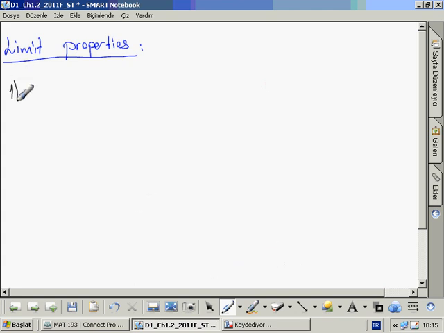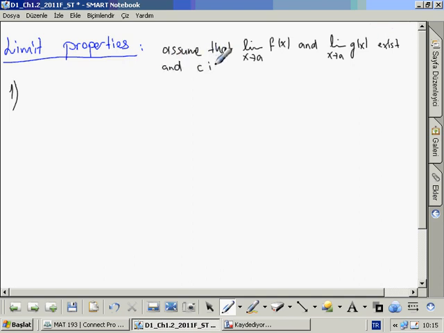So the first one, let me write the first. We will assume that limit x equals to a of f of x, and limit x equals to a of g of x exist, and c is any constant. That means c is any real value.